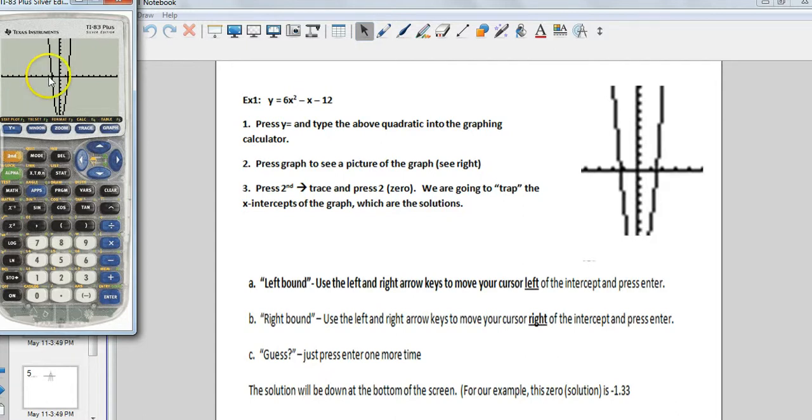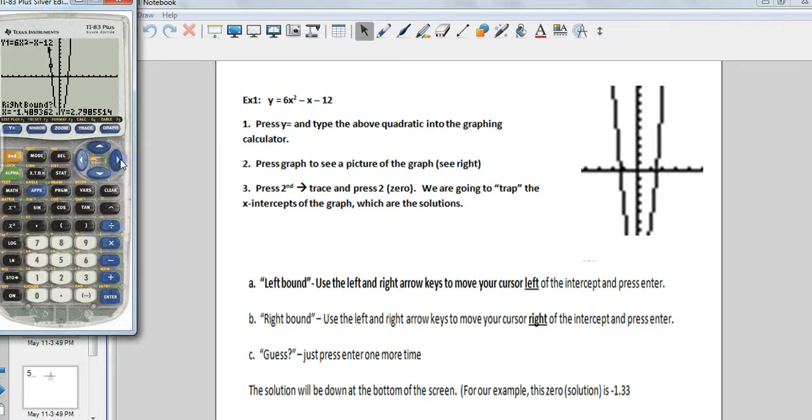Unfortunately, if you want to find both of these intercepts, you can only find one at a time. The way we do that is we go to second, and then trace, and then we choose number 2, which is called the zero finder. Now it's going to ask you a couple of questions. It's going to say left bound first. Let's say I want to find this intercept right here. I need to take my left arrow and drag my cursor so he's just a teensy bit to the left of the intercept. What I'm doing is zooming in on a smaller window so my calculator can actually do calculus. Once you're there, hit enter, and then it's going to say right bound.